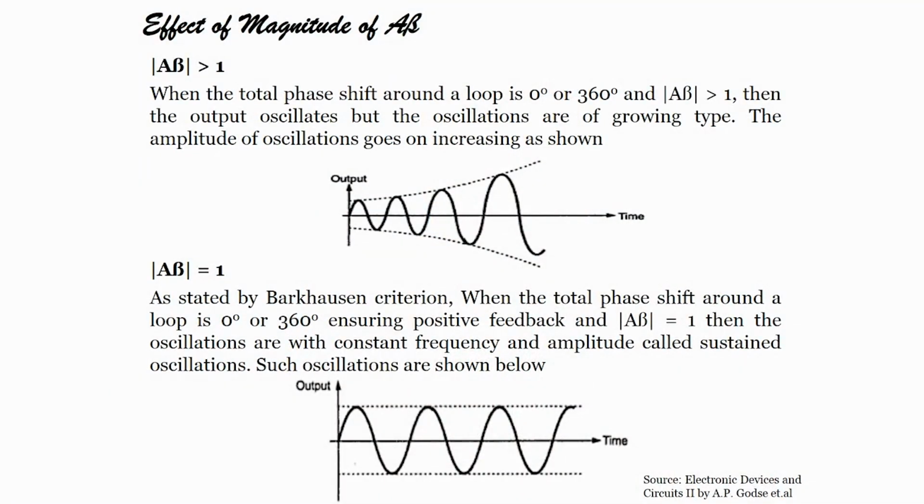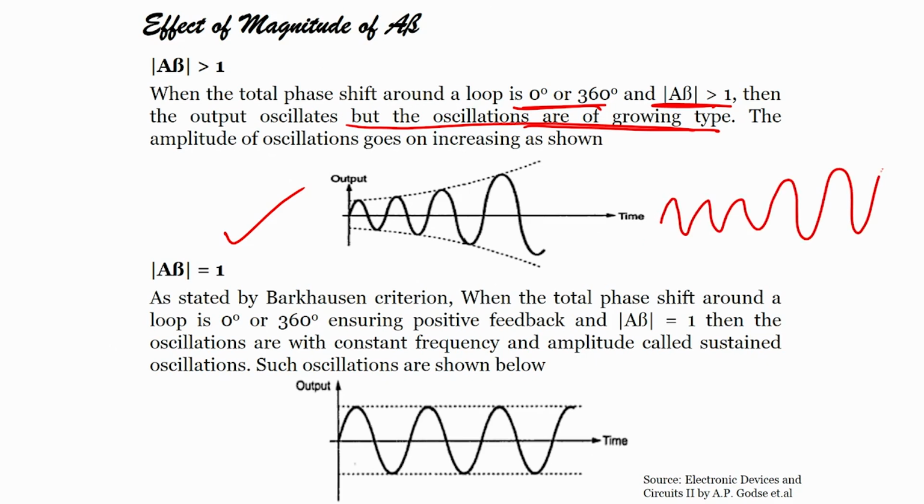If you see the screen, when I have the magnitude of A into beta greater than 1, and the total phase shift around the loop is 0 degree, then the output oscillates, but the oscillations are of the growing type. The amplitude of oscillation goes on increasing as shown in the figure. That means if I keep A beta greater than 1, my output oscillations will keep on growing.